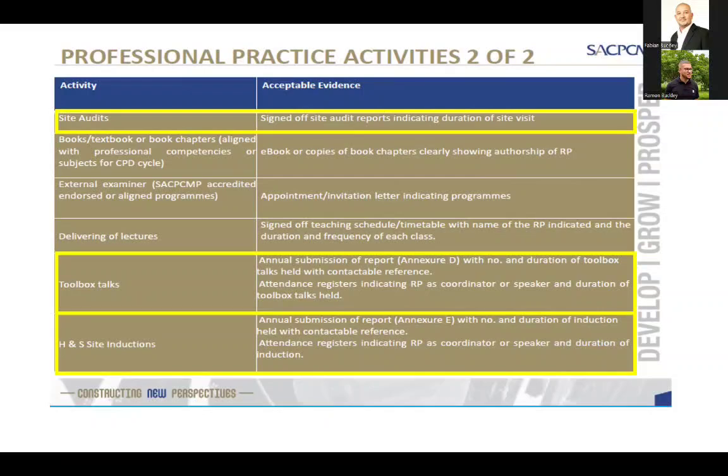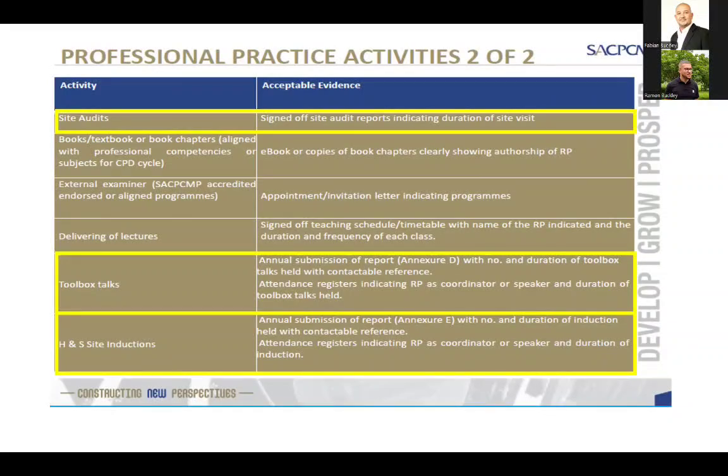Then going to the next activity that we'll cover is toolbox talks. Basic and simple, straightforward. We all know what this is. You'll do an annual submission of report Annexure D. This is the next annexure that I'll cover with you guys. I'll go through with you to show you exactly how it needs to be completed, with the number and duration of toolbox talks held with contactable references.